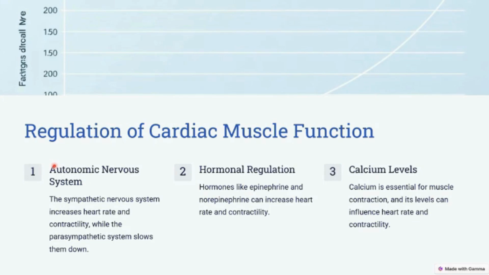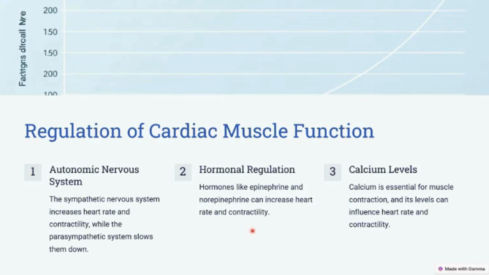Hormonal regulation, on the other hand: epinephrine, norepinephrine, adrenaline, noradrenaline. These hormones are released by the adrenal glands during stress and exercise, and mimic the effects of sympathetic nervous system stimulation. They increase the heart rate, enhance the strength of contraction, and boost the cardiac output.